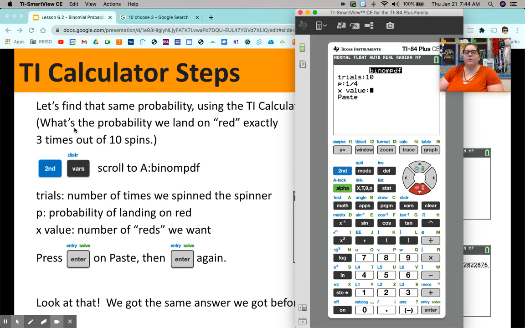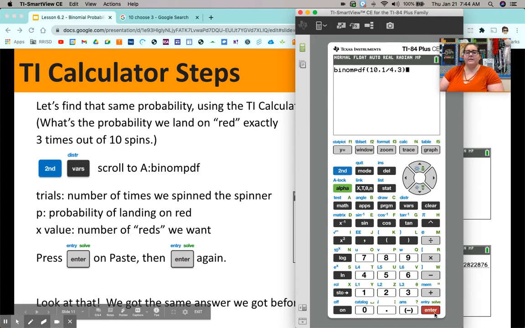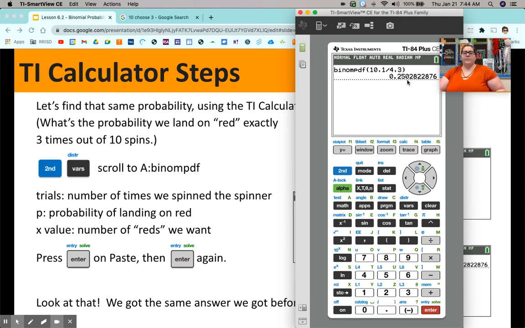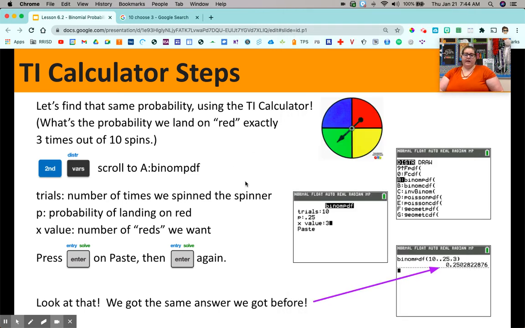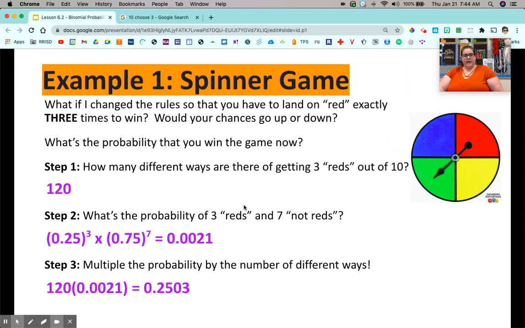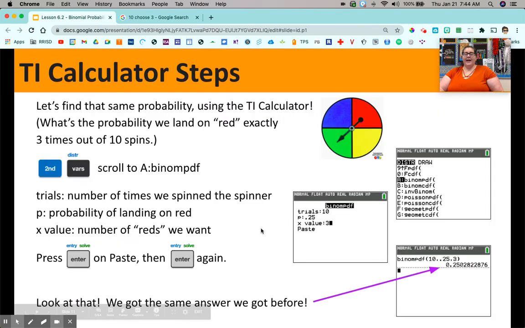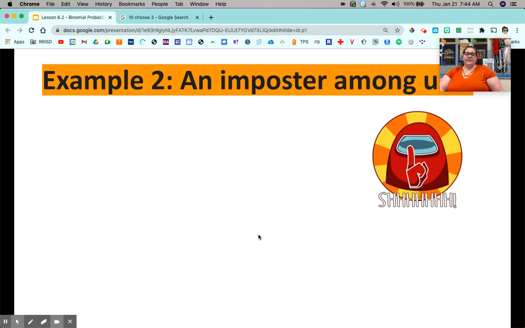And then the x value means how many times we want it to land on red. In this case, we want to find the probability that it lands on red 3 times, so I'm going to put a 3 for my x value. Then I hit paste, and then I hit enter. And I get 0.2503. Same answer that I got when I did it by hand, which is really handy. So that is how we use the calculator.